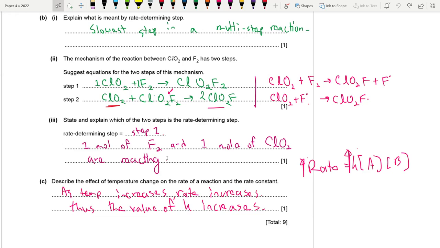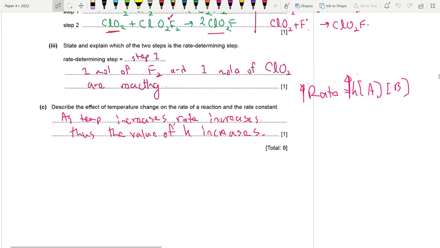What is the effect of temperature on the rate of a reaction and the rate constant? So as temperature increases, rate increases, and thus the value of k increases. But they asked a different question in March of 22. What is the explanation for this? So when temperature increases, rate increases. Why? A greater proportion of molecules have energy greater than or equal to the activation energy. Okay. As a result, more successful collisions occur. Okay, so you need to mention that. But since they talked about the rate constant here, the answer was like this.